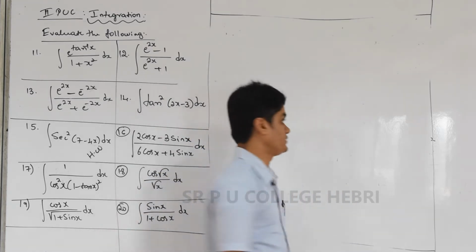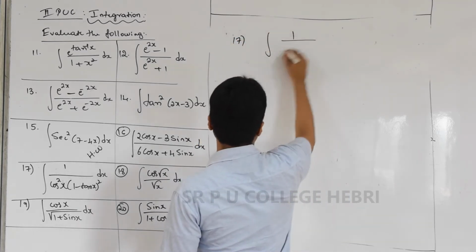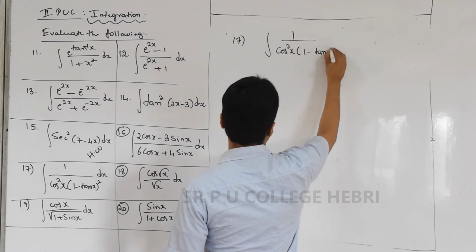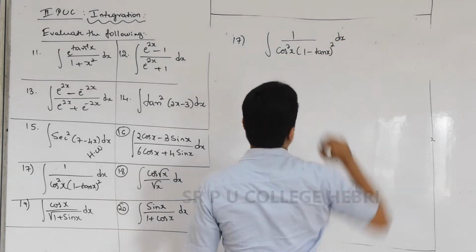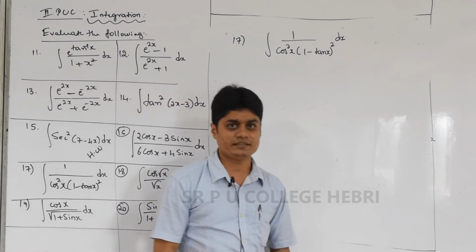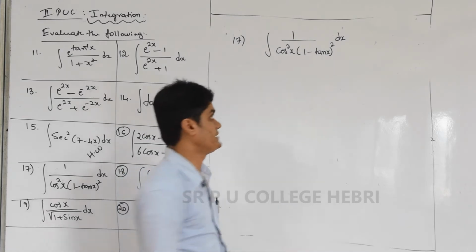So please remember that. Okay, so the next question is question number 17, and the question is 1 by cos square x into 1 minus tan x whole square. Can you tell me how you can manage? I hope you already started, right? You are in the thinking process, so any idea you got? Okay, it's okay, no problem.